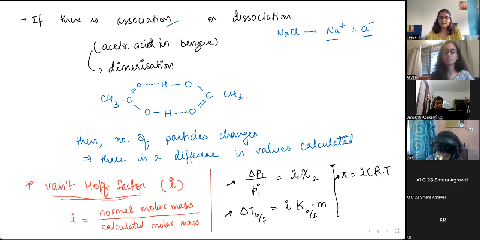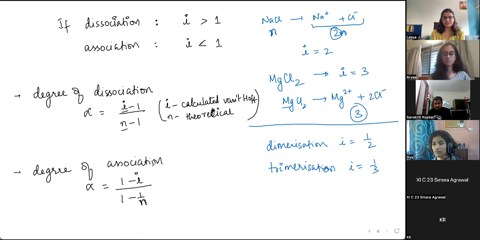If I is greater than 1, the number of particles is increasing, so dissociation is happening. If it is less than 1, the number of particles is decreasing, so association is happening. In the case of association, the slight difference will be 1 minus I by 1 minus 1 by N. Here, if 2 are joining into 1, it will be 1 by 2. If not all the particles are associating, this is how it is modified.